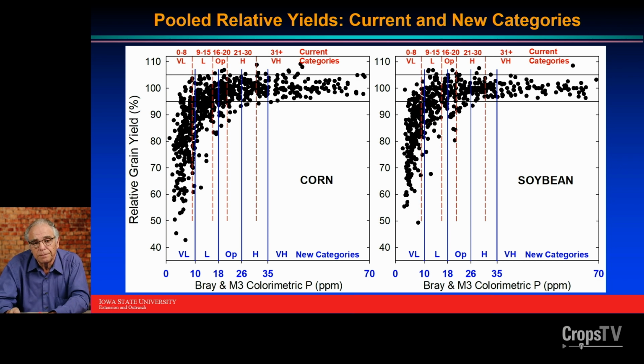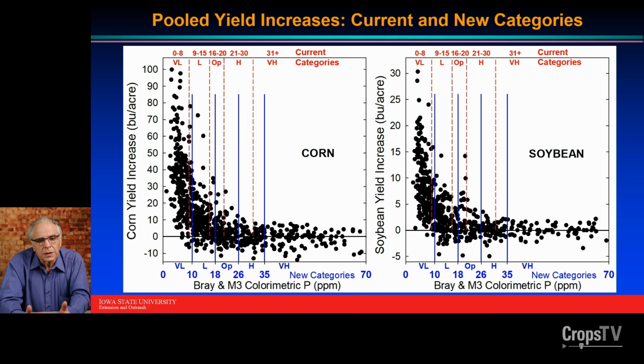Okay? Now, these are the yields. And I'm not going to go into too much detail because it's the same thing that I showed for relative yields, but these are actual yields. Now, it's important. See, there is much more variation when we use actual yields than when we use relative yields. But you can see here that, for example, in corn, in the very low, almost always there is a response, and you can have up to 100 bushels response there. Now, when you go to the high or the very high, you average all those points at zero or below. And for soybean, it's the same thing.